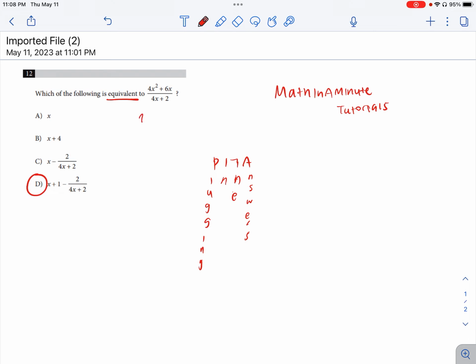But let's just try this out first. Let's just try 1 for the sake of example, plus 2. So that's 4 plus 6 over 6, which is 10 over 6. And here, this is 1, this is 5, obviously that's not right.